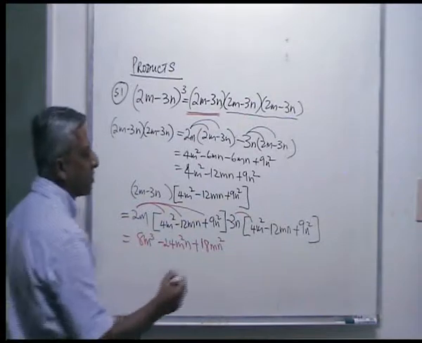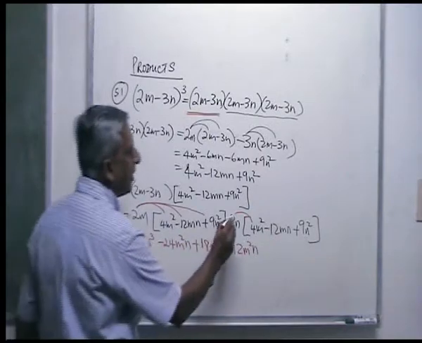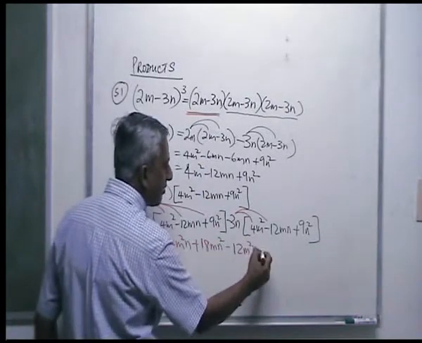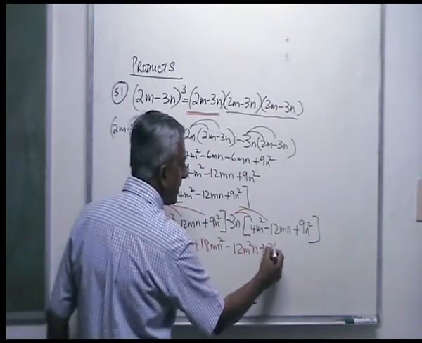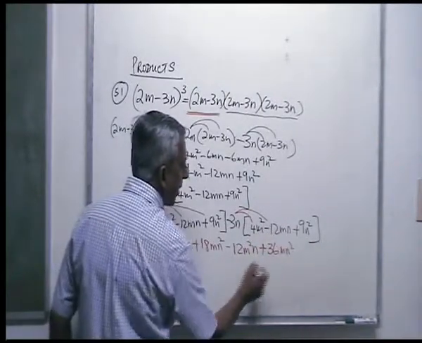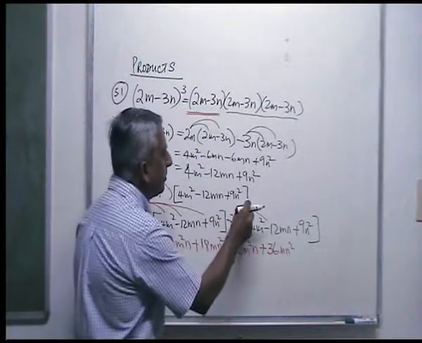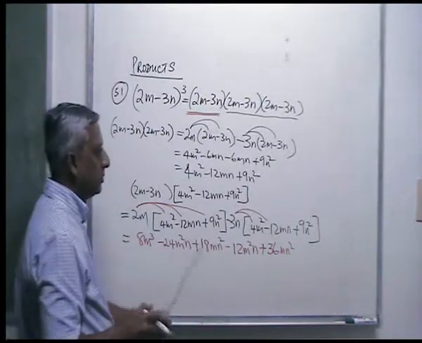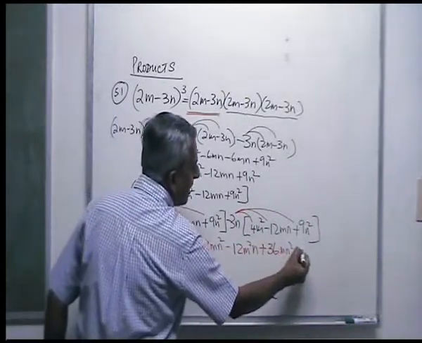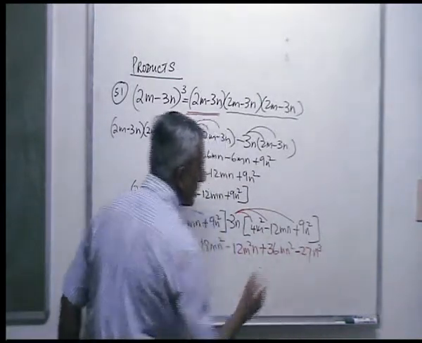Minus times plus will give you minus 12m squared n. Then minus times that, minus times minus will give you plus. 3 times 12, 36. You got n, mn, so it will be mn squared. And finally, it will be those two. Minus times plus will give you minus 3 times 9, 27 n cubed.